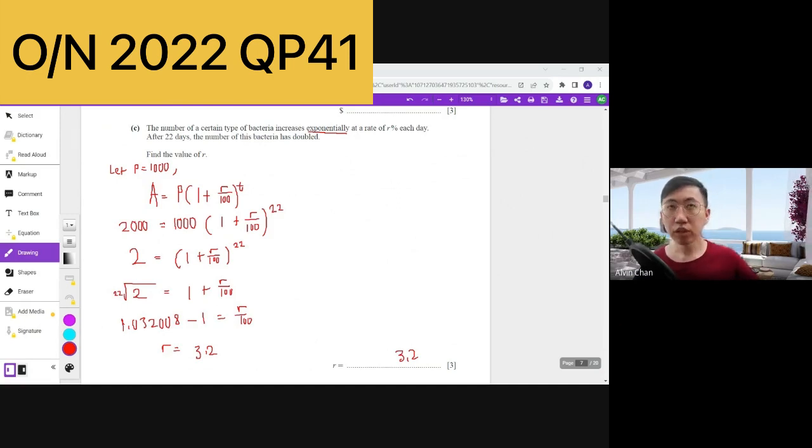So usually when we lack information, we can always put some numbers in. They gave us the clue it has doubled, so I put 1,000, 2,000.